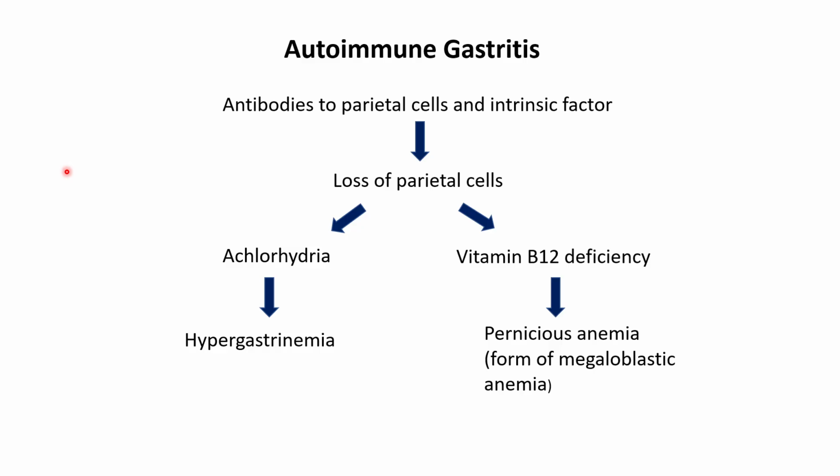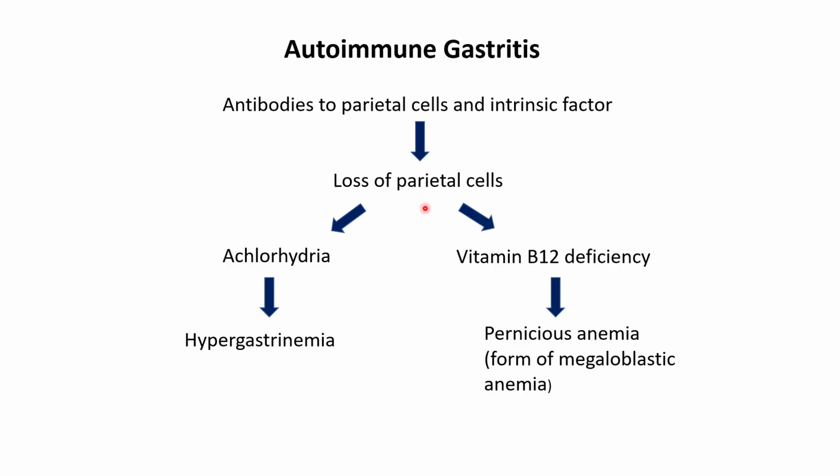So, as we said, autoimmune gastritis is characterized by the presence of autoantibodies that are directed against the parietal cells and intrinsic factor. This will lead to loss of parietal cells, which normally secrete gastric acid and intrinsic factor. The loss of parietal cells causes absence of acid production, or achlorhydria, and this will stimulate gastrin release, resulting in hypergastrinemia and hyperplasia of the antral gastrin-producing G cells.